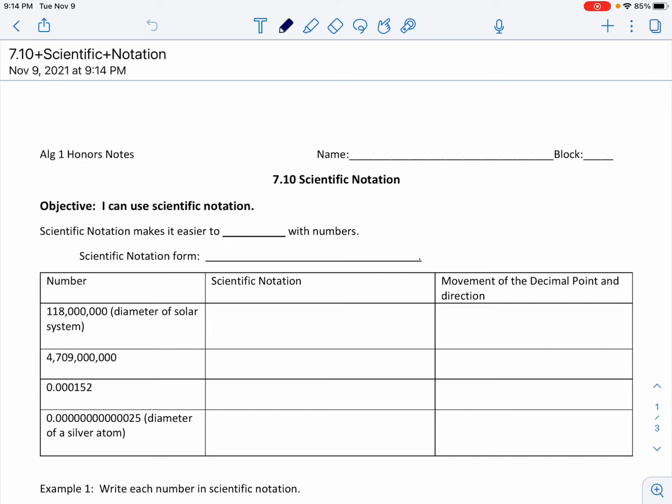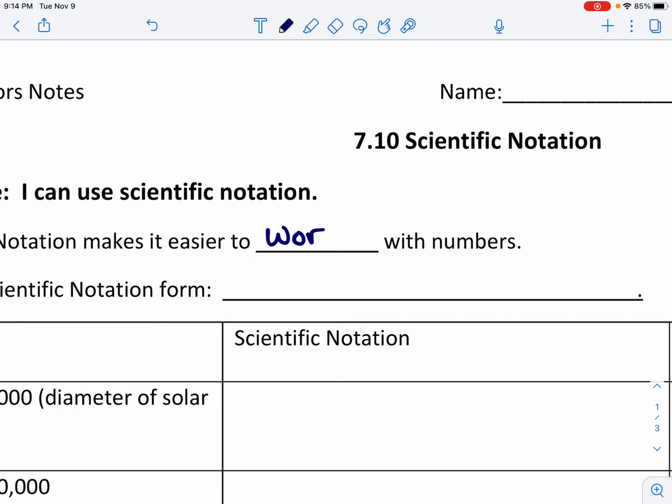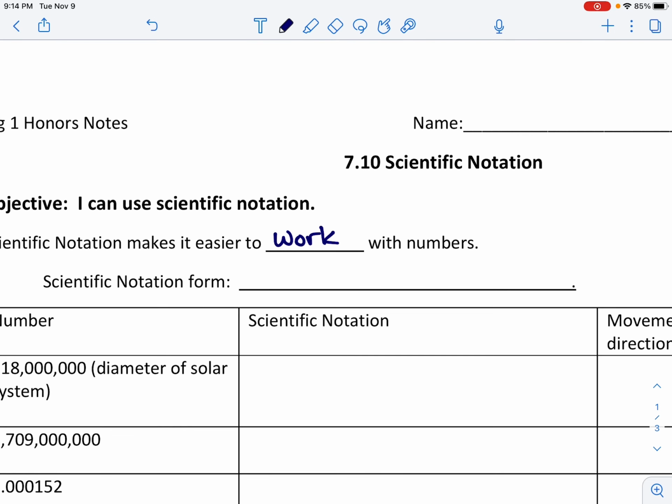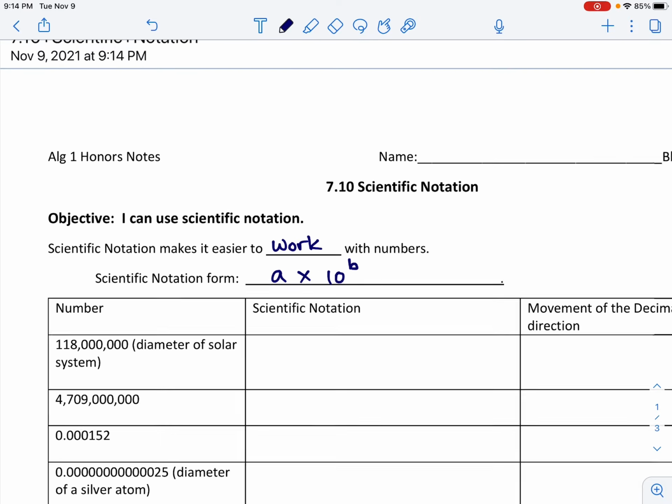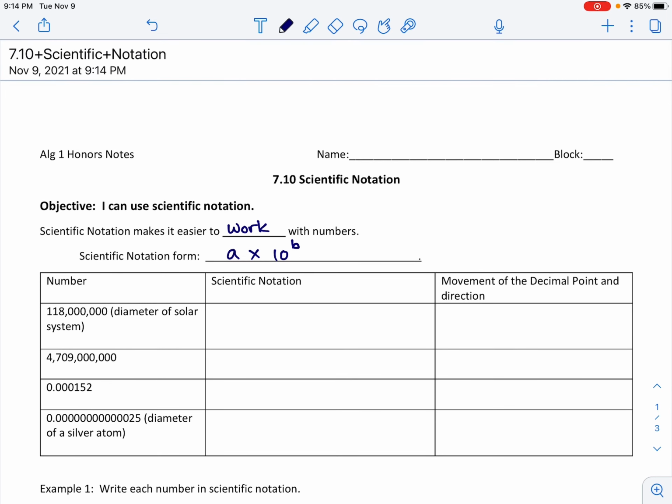All right, so today we're talking about scientific notation. And so scientific notation makes it easier to work with numbers. Scientific notation form is in the form a times 10 to the b power. So what that means is scientific notation is used to make very, very large numbers easier to work with, or very, very small numbers easier to work with.